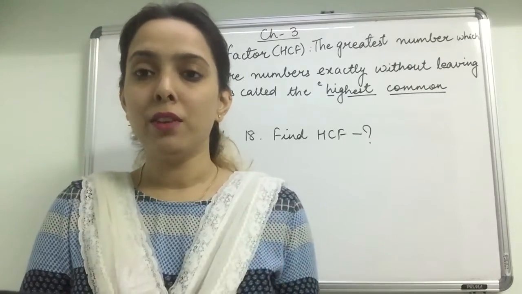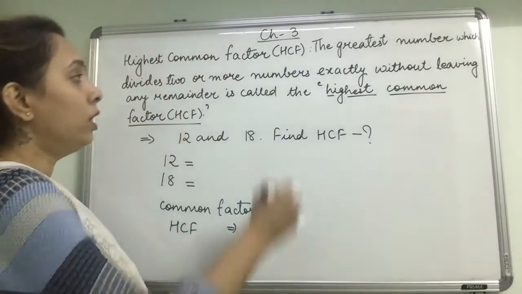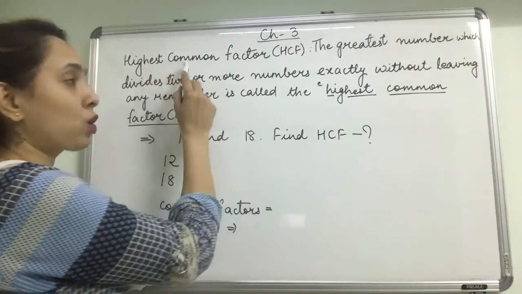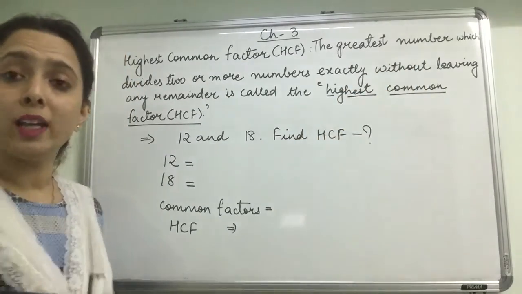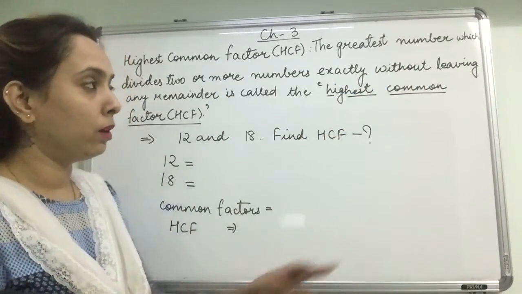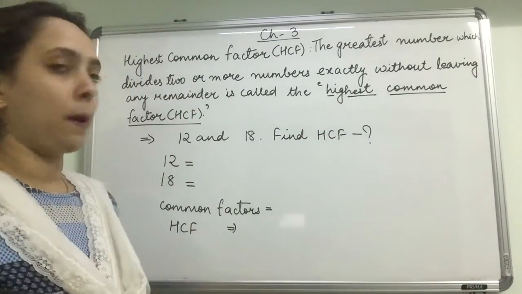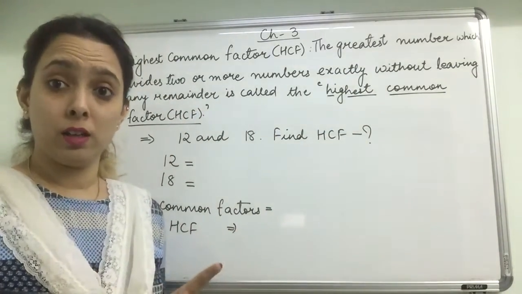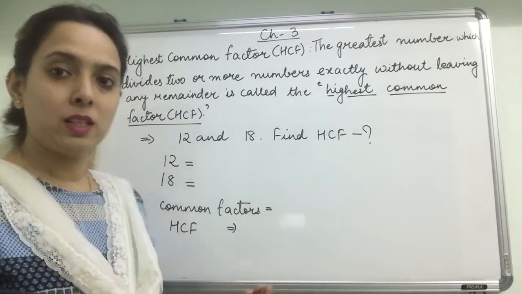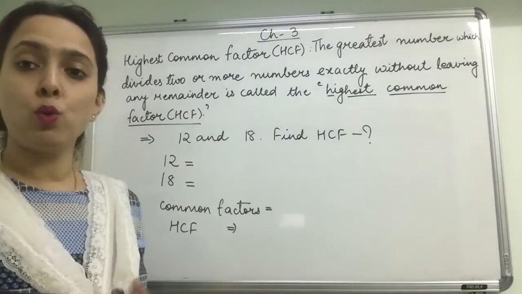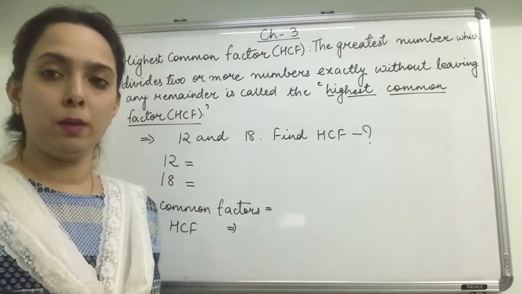So first, the definition of HCF is: HCF, highest common factor, the greatest number. Highest common factor is the greatest number which divides two or more numbers exactly without leaving any remainder.